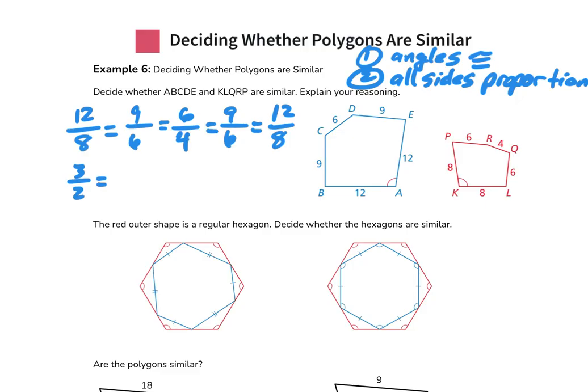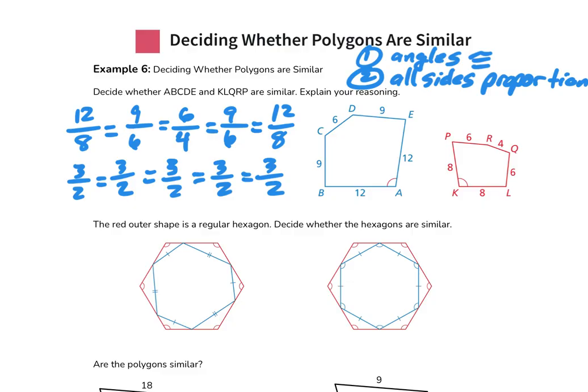Okay, 9 over 6. 3 goes into both. 6 over 4. 2 goes into both. 9 over 6, we already reduced it. 12 over 8, we already reduced it. All of those are the same ratio, which they have to be. So are all the sides proportional? Yes.